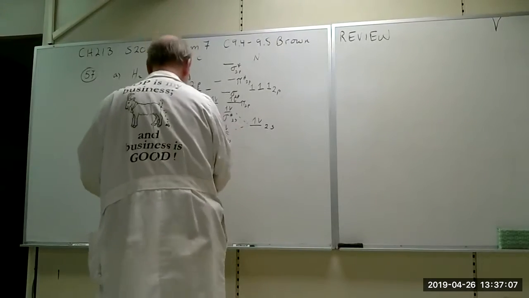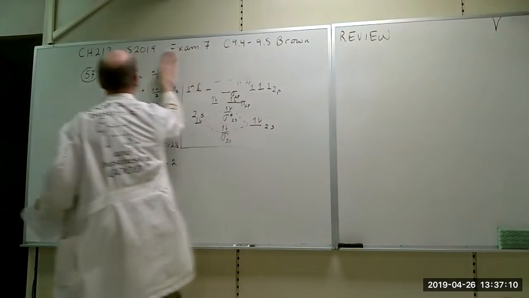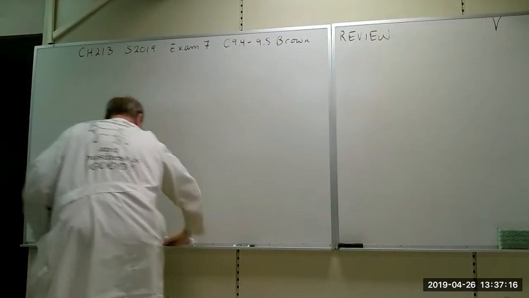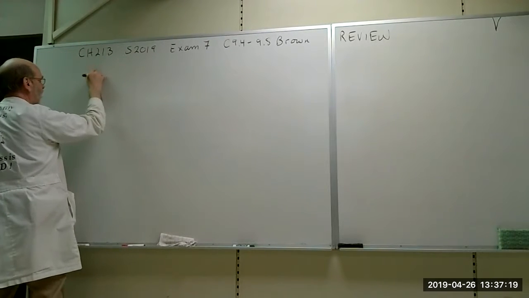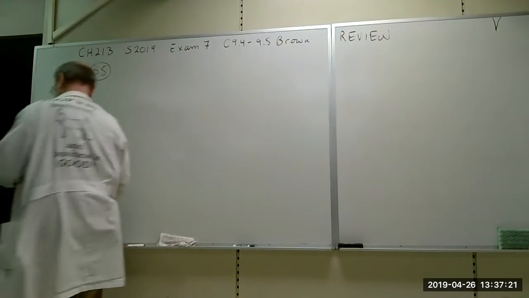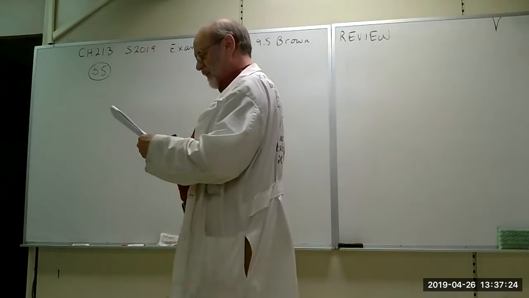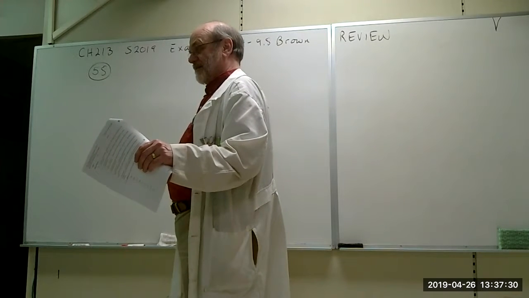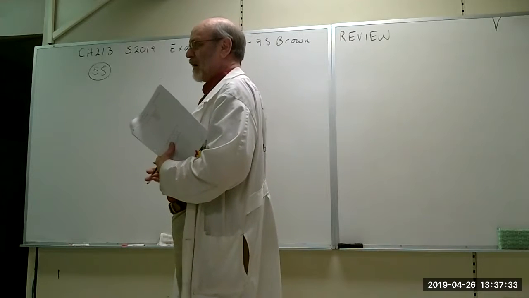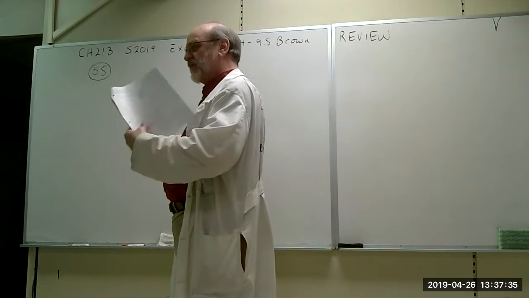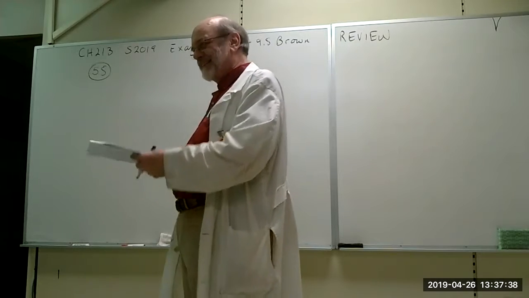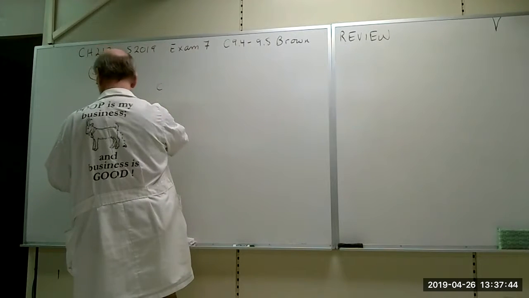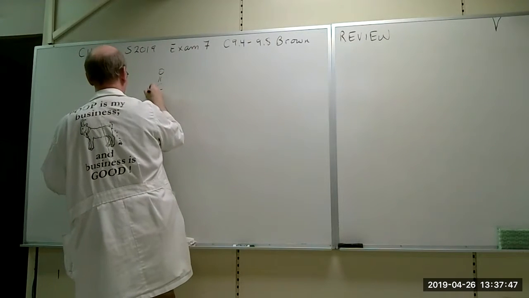58. Let's look at 58. Okay. 58 says, consider the structure of glycine. This is the simplest amino acid. You know what amino acids are? Amino acids are the building blocks for proteins. You hook a bunch of amino acids together, you get a protein. So this is the simplest amino acid. I'm going to draw it like they drew it here.